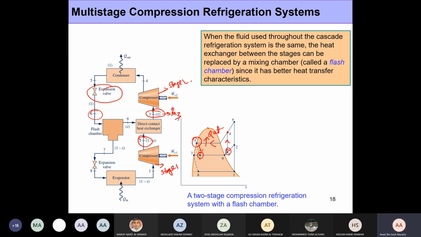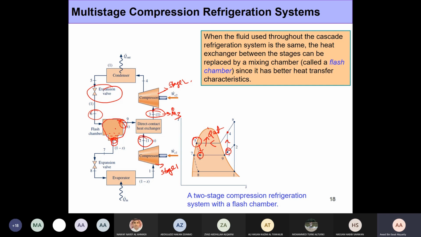Now at state 6, what we have is a mixture, and we have liquid and vapor components. So we send it through a flash chamber, which is nothing but a huge tank with two outlets, one outlet at the bottom and one at the top. Here we separate the liquid and the vapor part. The liquid part obviously has higher density, so it collects at the bottom.